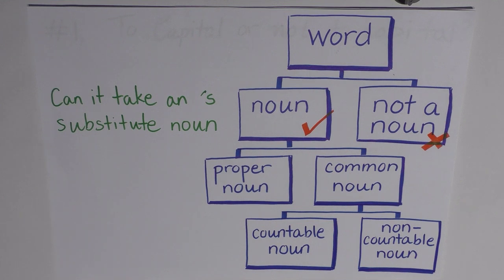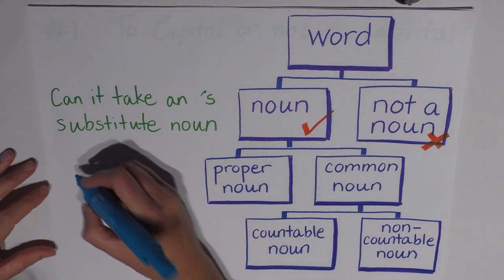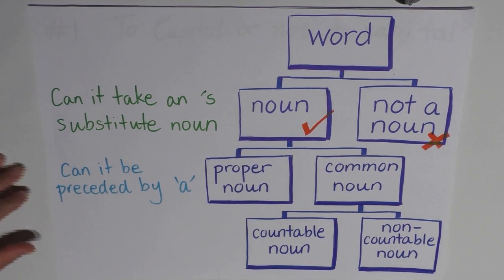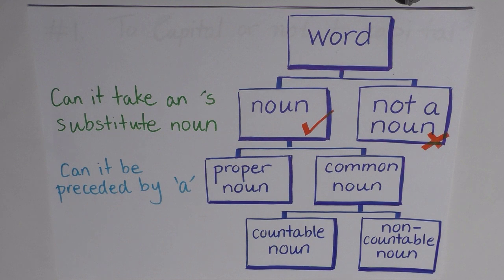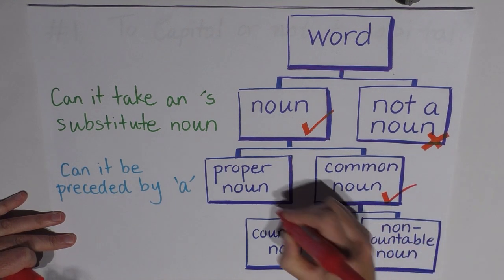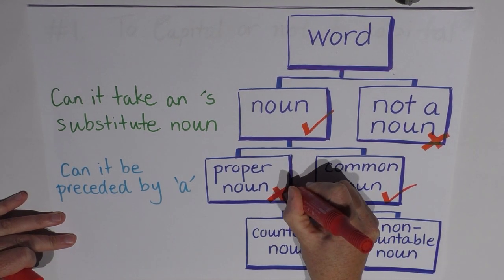Common nouns, unlike proper nouns, can be preceded by the determiner a. So for example, a Monash University is not okay, but a university is. And therefore we need to ask ourselves, can the word be preceded by a? If yes, well then it's a common noun, and if not, then it's a proper noun. So we'll put a big tick here for yes, it can be preceded by a, or no, it can't be preceded by a.